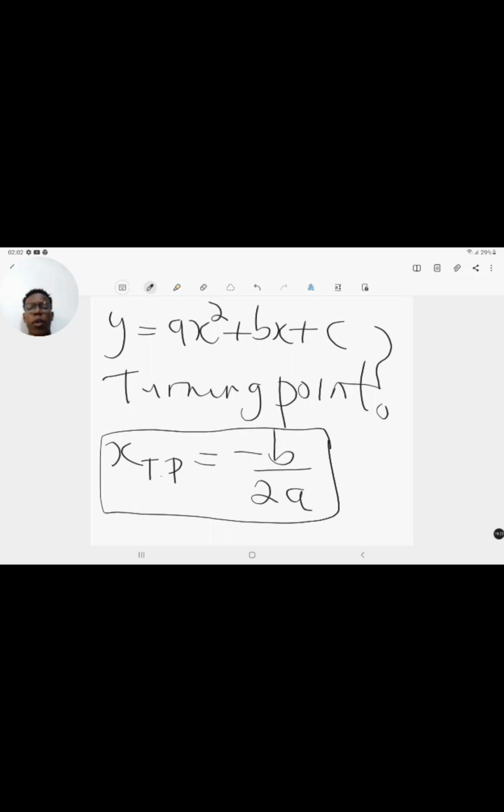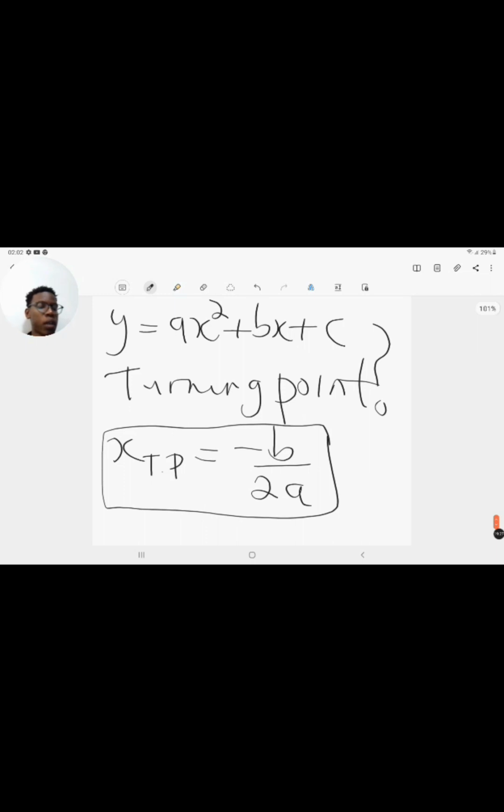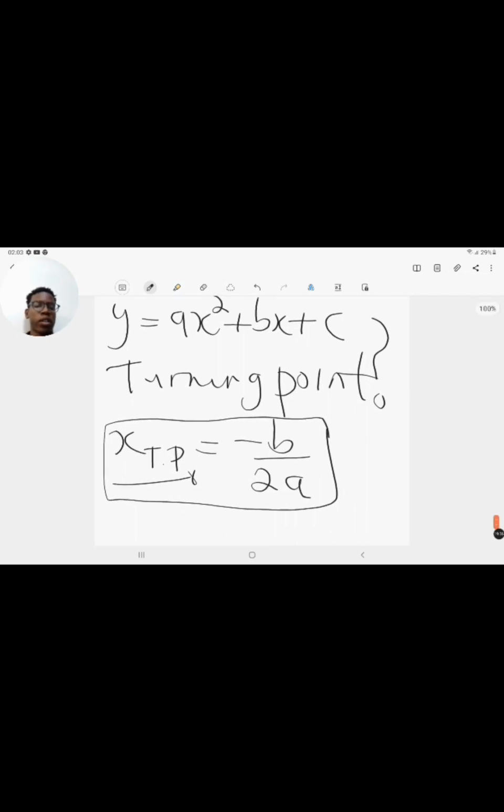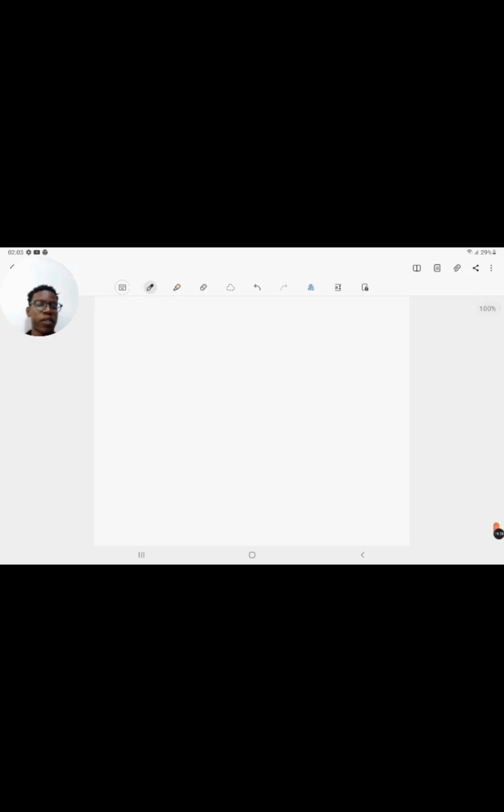There's also a formula for the y value of the turning point, but I'm not going to use that. Instead, what I would like you to do is use the x value of the turning point to find the y value by substituting it back into the equation. Let me show you what I mean. Let me give you an example. I'm going to use that same example again. y is equal to x squared plus 6x plus 8. How do you calculate the turning point of this equation?